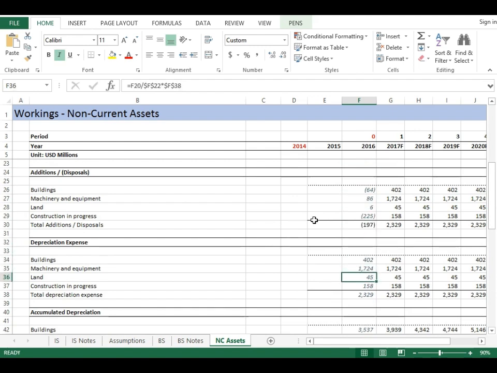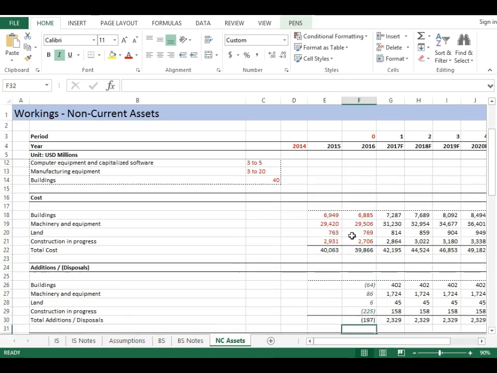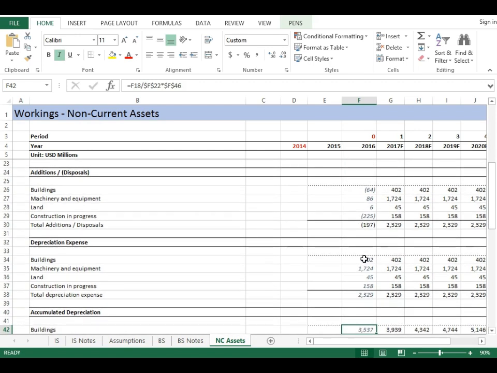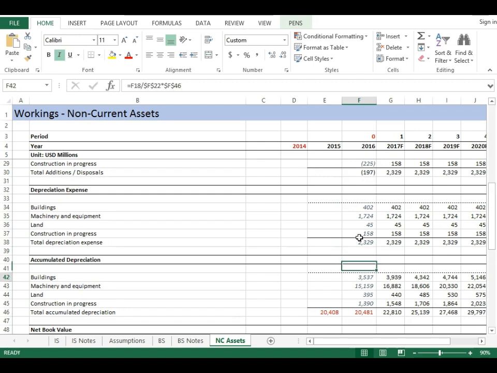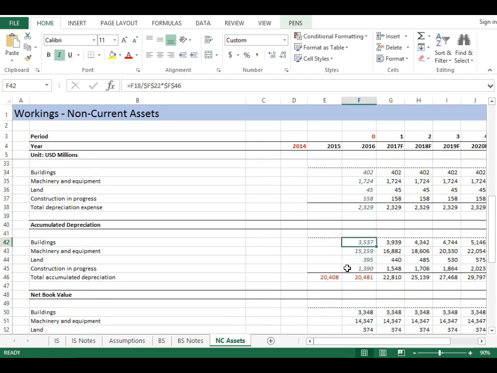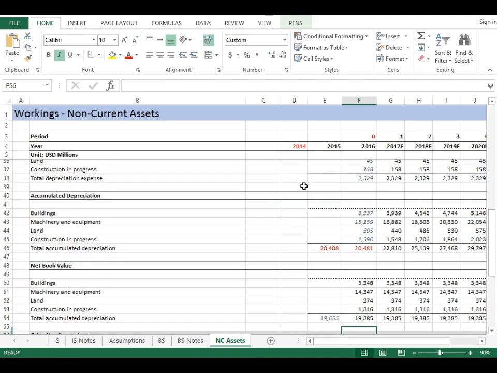So this is what you did. You have the depreciation expense. The key idea is that you should be able to put in cost, then additions and disposals, then the depreciation expense, and based on depreciation expense, the accumulated depreciation. Accumulated depreciation will simply be the previous year's depreciation plus this year's depreciation expense, making any adjustment for disposal or addition.